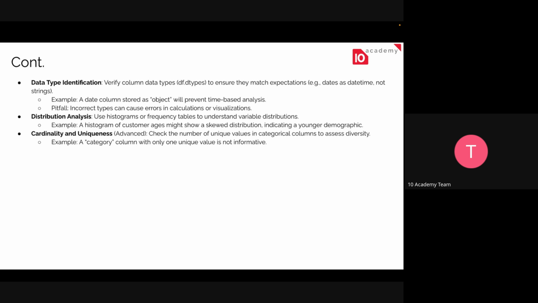And cardinality and uniqueness: how unique? So check the number of unique values in the categorical columns to assess how diverse they are. A categorical column with only one unique value is not informative. For example, for Kifiya, if everyone is from Ethiopia, the categorical value for nationality is all Ethiopia, and that is not going to give us any information. So we do not need to visualize it or do anything with it. But if there are several unique values, that might be interesting. So this is what it means.